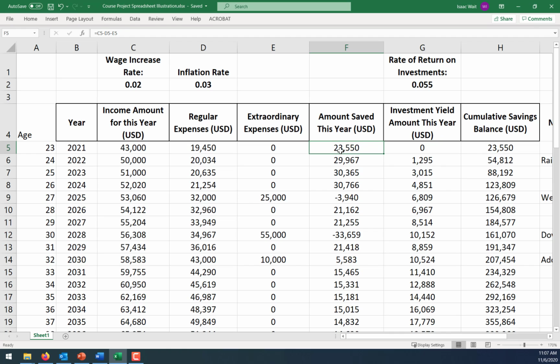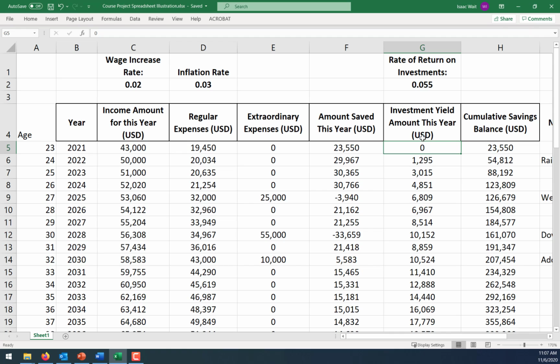In your case, if you do have student loan debt, or if you already have some assets from working in the past, you can start your cumulative savings balance at whatever you currently have, and then also add the amount that will be saved in that first year.